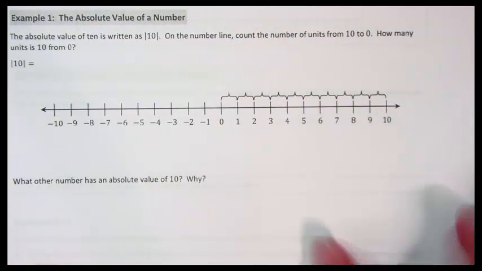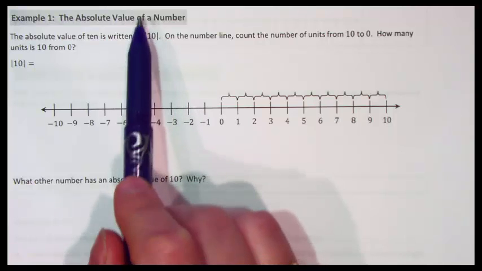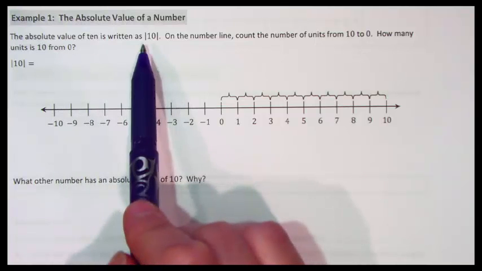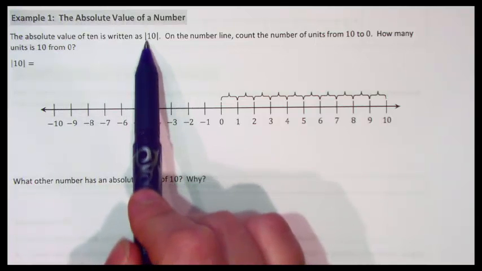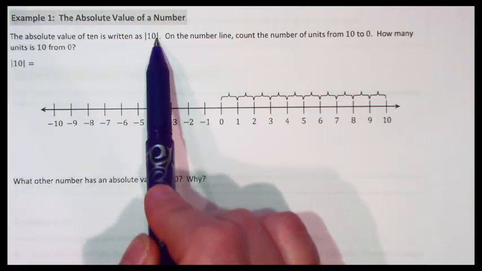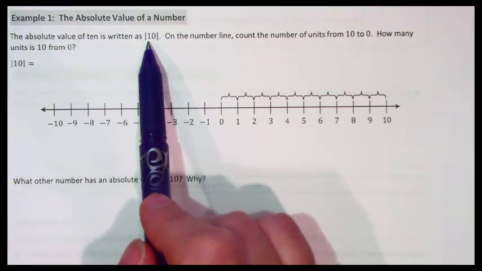When we write the absolute value of a number, we use two straight up and down lines on the outsides of the numbers. So the absolute value of 10 is written as this line, the number 10, and then another straight up and down line. When you write this, you want to make sure these lines don't look like the number 1.